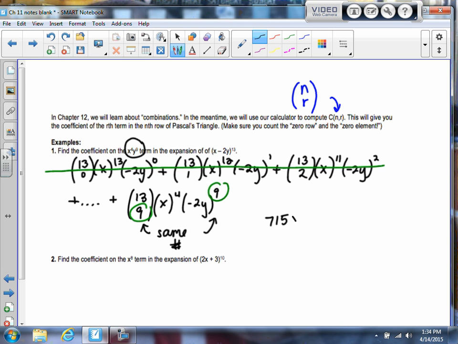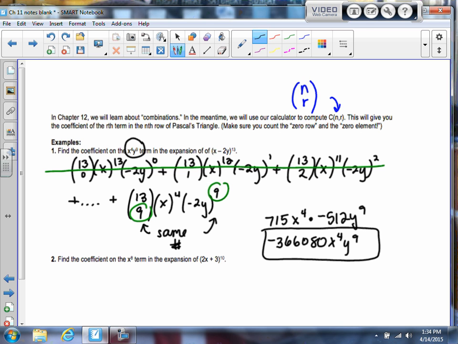715. All right, then I have my x to the 4th, and then I have my negative 2y raised to the 9. So if I have negative 2 and I raise that to the 9, I'm going to have negative 512. So when I multiply this out, I have negative 512y to the 9th. So I get negative 366,080 x to the 4th, y to the 9th.